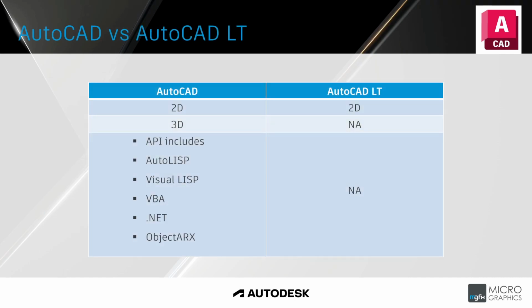Okay, so let's now start taking a look at some of the differences between AutoCAD and AutoCAD LT. The first thing that jumps out would be your 3D capability. If you go to anyone and say, what is the difference between AutoCAD and AutoCAD LT? AutoCAD can do 3D. What AutoCAD can do as well, which I spoke about earlier, is it's got an API which you can program onto. And if you know things like AutoLISP, Visual LISP, VBA, .NET or ObjectARX, you can program onto AutoCAD and start creating your own little scripts, etc.